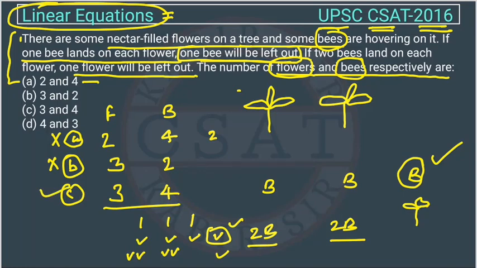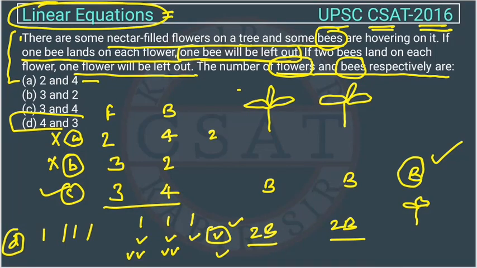Now let's check another option, D. In D we have 4 flowers, 1 2 3 4, and we have 3 bees. So if we attach 1 bee to this flower, 1 bee to this flower, 1 bee to this flower, but 1 flower is remaining, so the first condition is not getting fulfilled here also. So the answer will be option C. So the answer is option C.